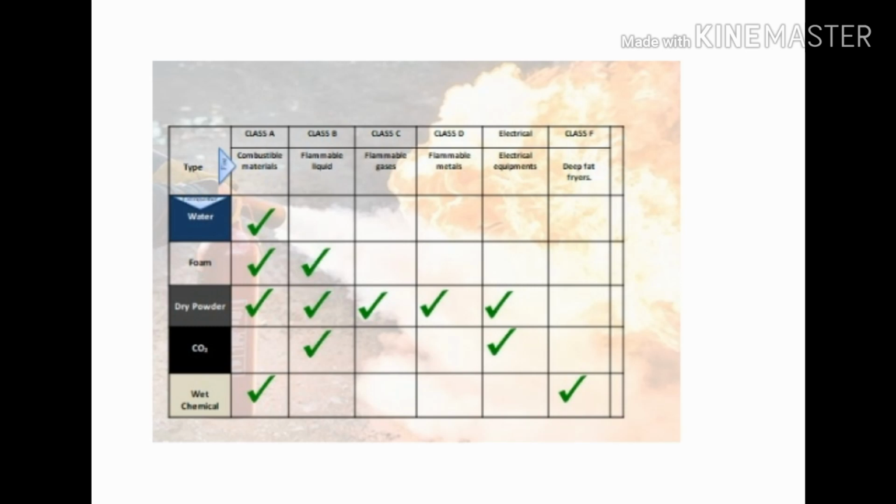type of fire. Water type extinguisher is only applicable to class A fire. Foam type extinguisher is applicable to class A as well as class B fire. Dry powder type extinguisher can be used for all types of fire except class F. Carbon dioxide type fire extinguisher can be used for class B and electrical fires. Wet chemical extinguisher can be used for class A and class F fires.